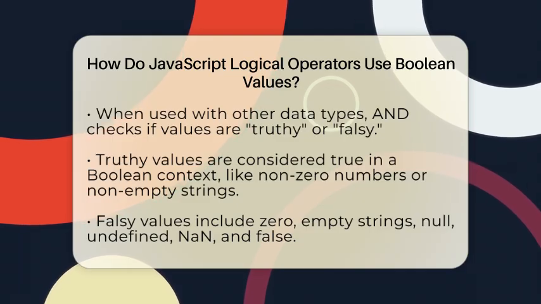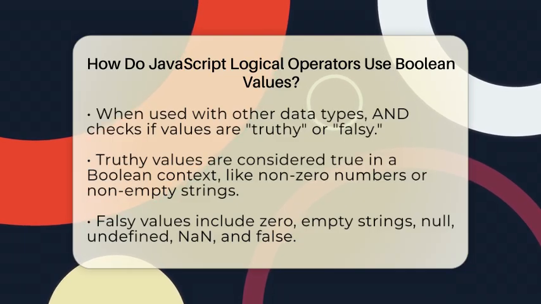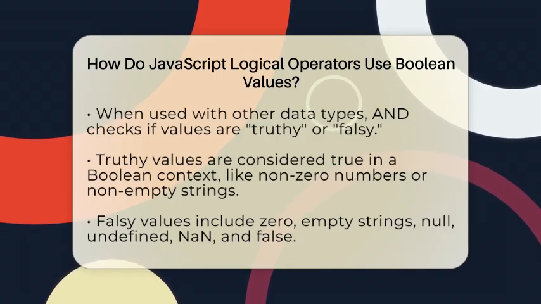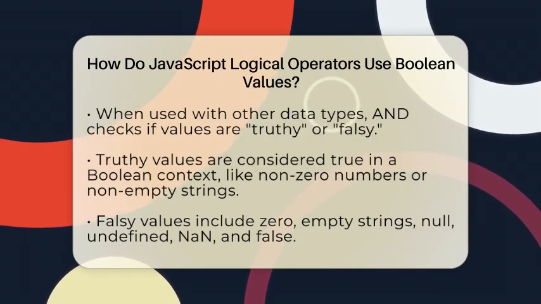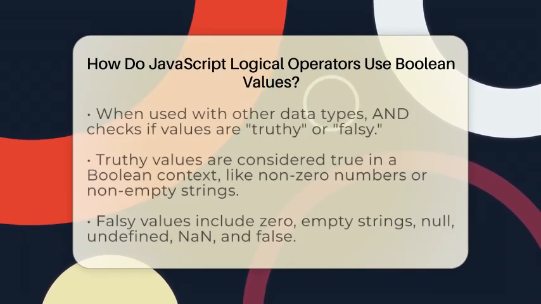Like the AND operator, OR also works with truthy and falsy values. It looks for the first truthy value and returns it. If none are truthy, it returns the last value.